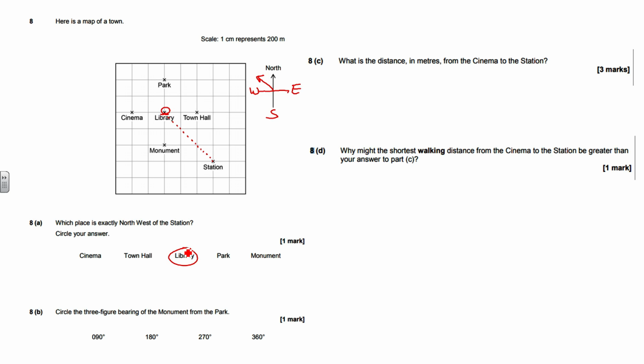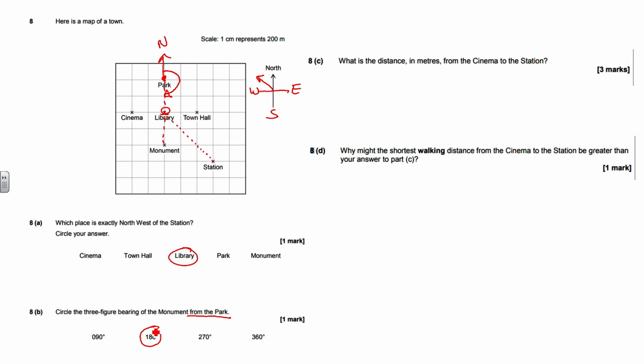Question 8b, circle the 3-figure bearing of the monument from the park. So this means we're going from the park, which means we're standing at the park. We're facing north because our bearings always start from north. And we need to figure out what angle we need to turn through so that we're facing the monument. Now remember, bearings are always measured clockwise from north, so that's the angle we're turning through, which is precisely 180 degrees.